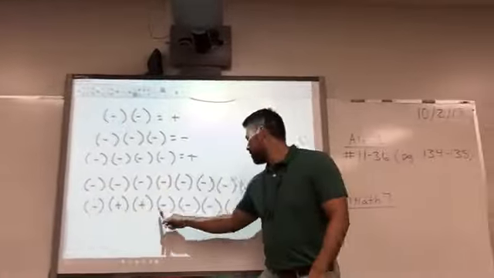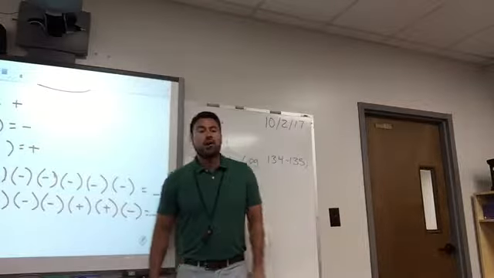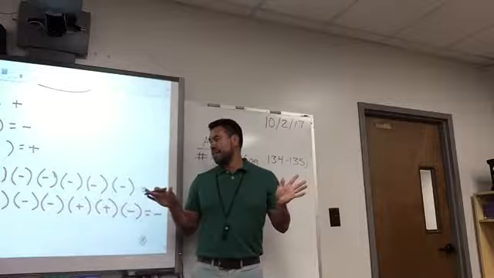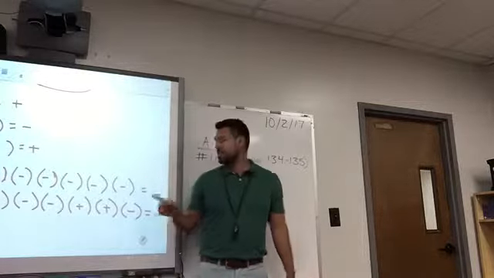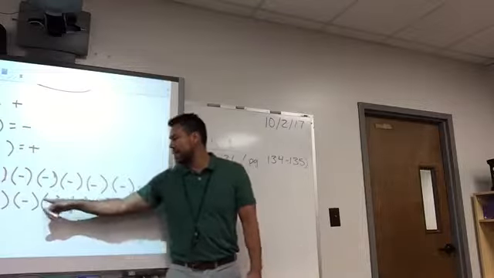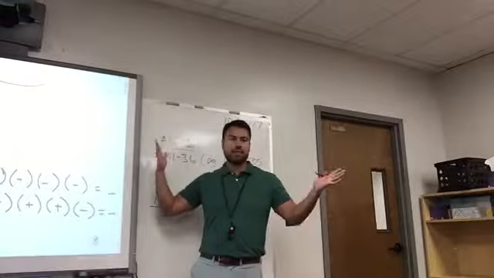All right, let's see. 1, 2, 3, 4, 5. It's negative. Okay, the whole point of this is to say, did I even look at the positive signs? Nope. I just saw how many negative factors I had, and that determines the sign of the product. It's got to be negative.